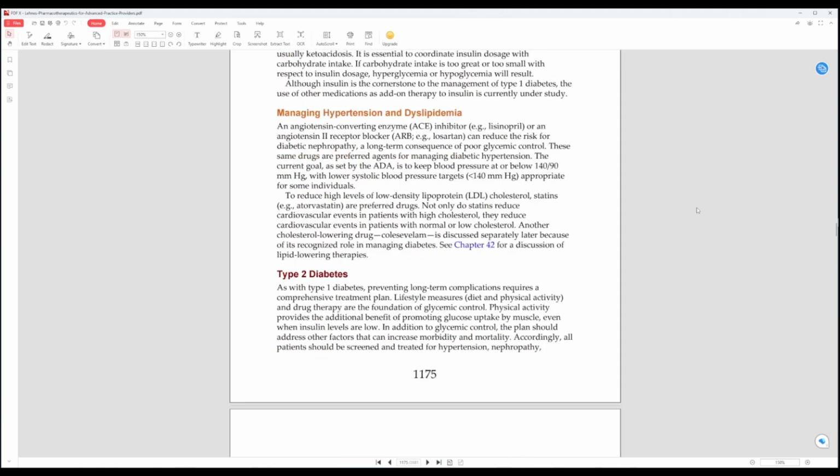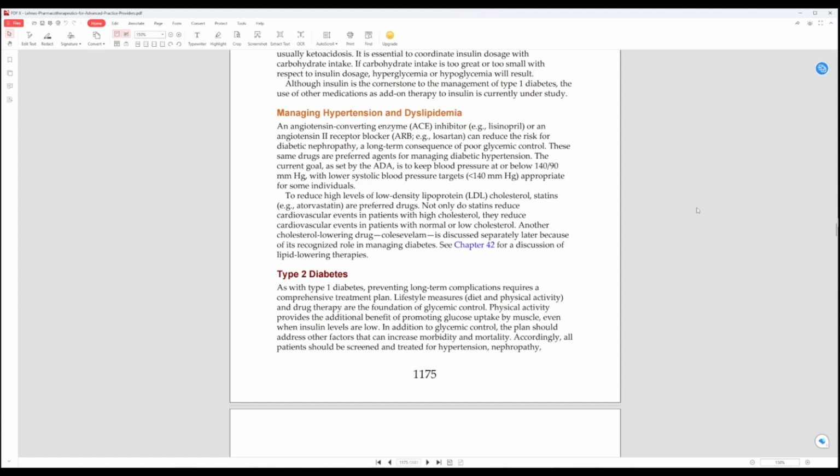Managing hypertension and dyslipidemia. An angiotensin-converting enzyme inhibitor, such as lisinopril, or an angiotensin II receptor blocker, an ARB, such as losartan, can reduce the risk for diabetic nephropathy, a long-term consequence of poor glycemic control. These same drugs are preferred agents for managing diabetic hypertension. The current goal, as set by the ADA, is to keep blood pressure at or below 140/90, with lower systolic blood pressure targets, less than 140, appropriate for some individuals.